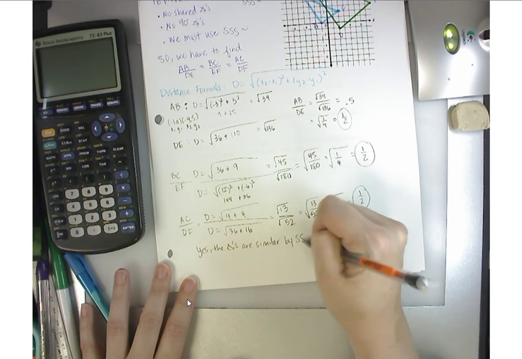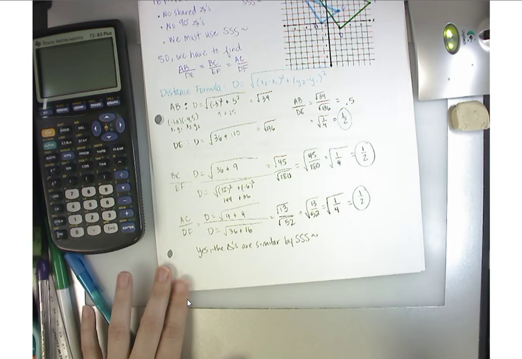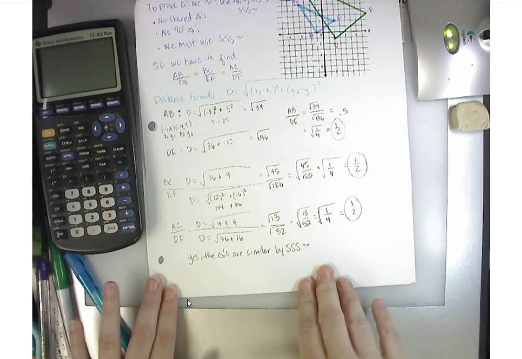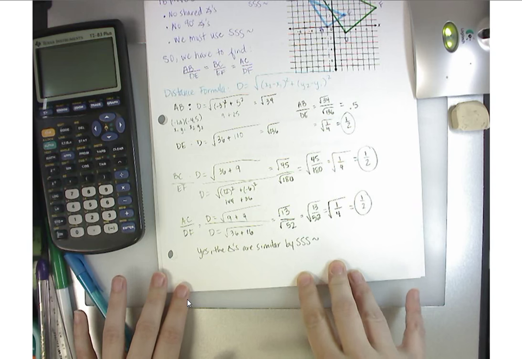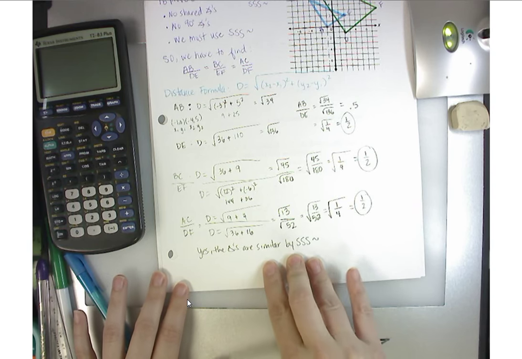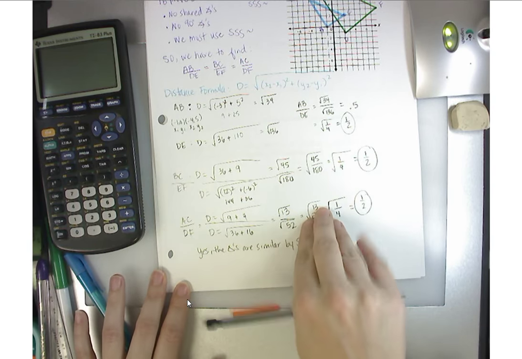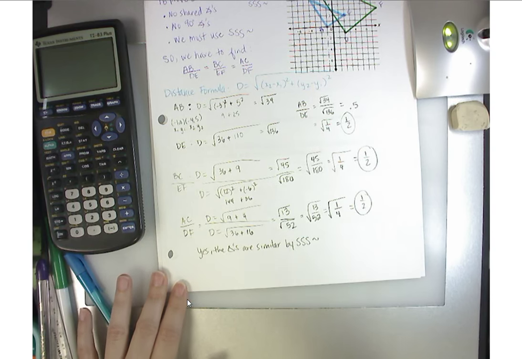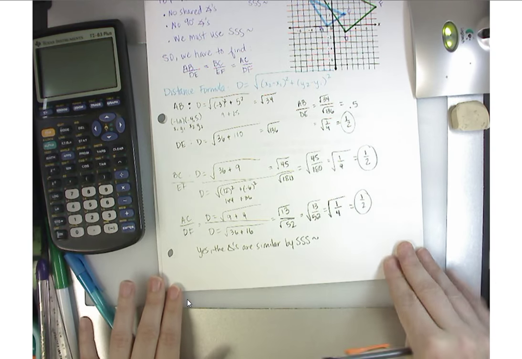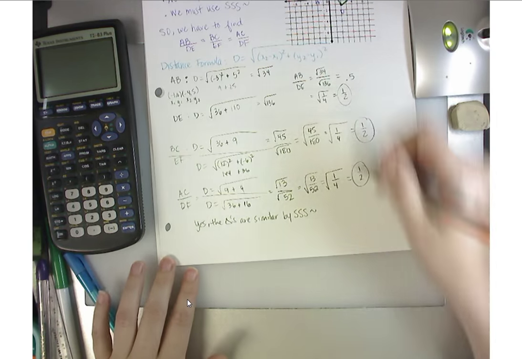by SSS similarity. Right? Now, again, when you're doing this on your test or quiz, you're not just going to write that. I'm going to be checking that you have some kind of proof that goes with it. Obviously, for that one, it said to prove it. So you have to have those steps.